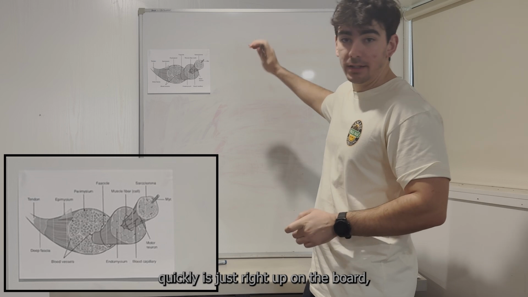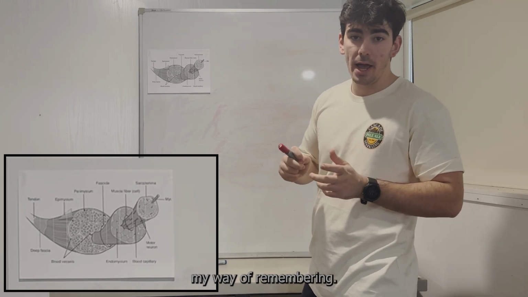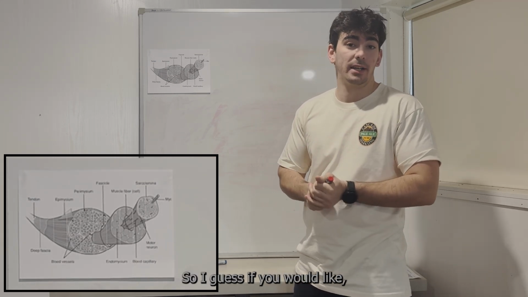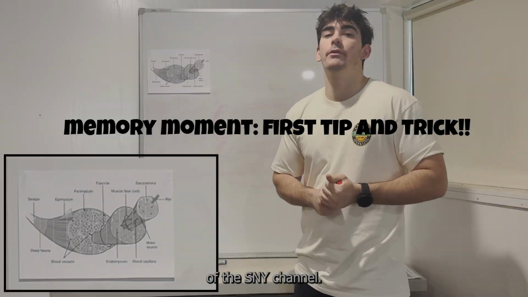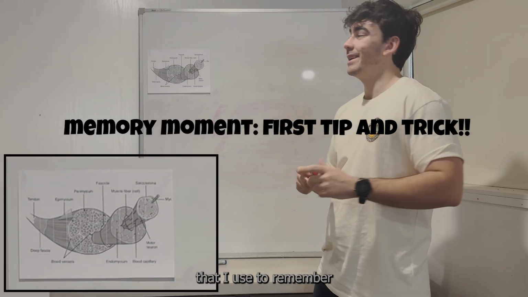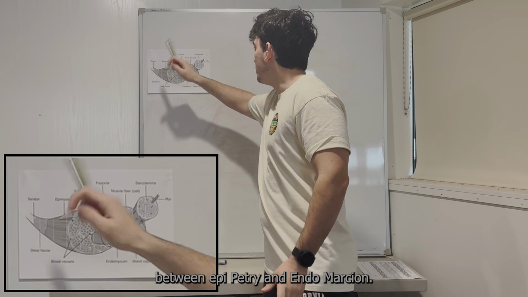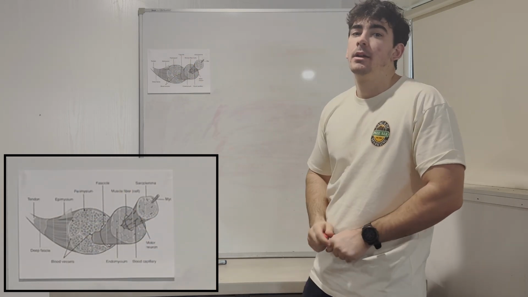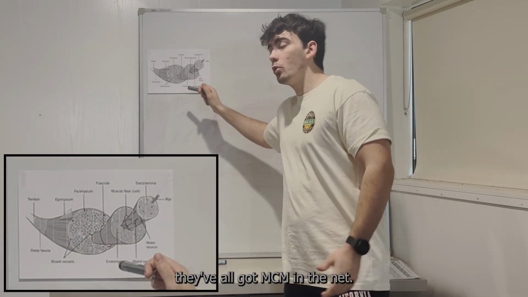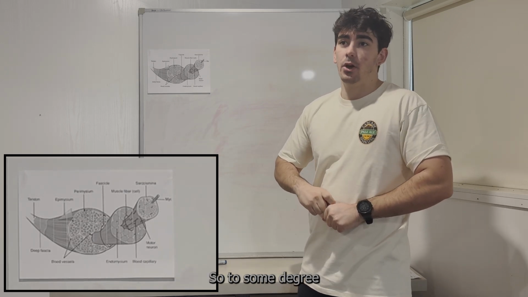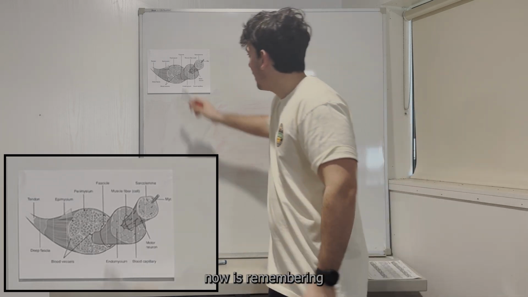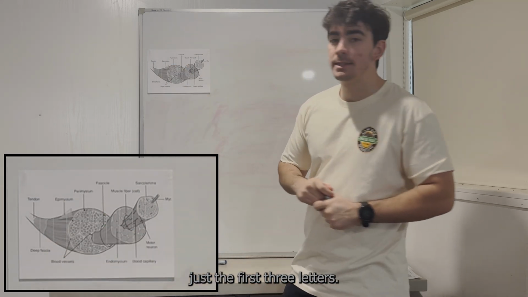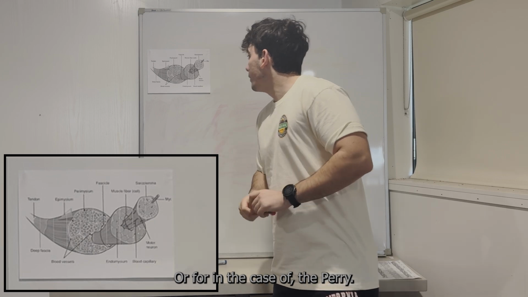So what I'm going to do quickly is just write up on the board my way of remembering. I guess this could be the first official tip of the S&E channel. And this is a little trick that I use to remember between epi, peri, and endomysium. For starters, they've all got mysium in the name. So to some degree, that makes it a bit easier for us to remember, because then all we have to worry about now is remembering just the first three letters, or four in the case of the peri.